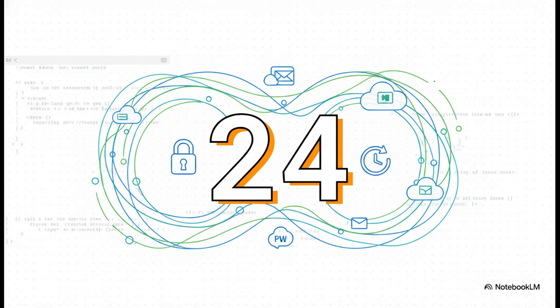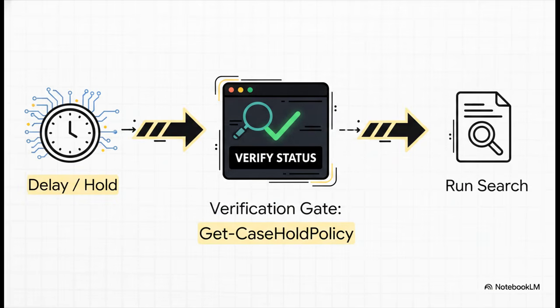Yeah, you heard me right. It is absolutely not instantaneous. Because of that massive 24-hour delay, you absolutely must use the Get-CaseHoldPolicy cmdlet to double-check that your holds are actually active before you rush in and start searching for content. If you run a search before that hold is fully applied, users could still be altering or deleting data, and suddenly your whole investigation is totally compromised.